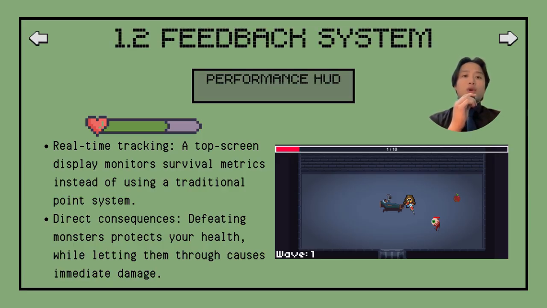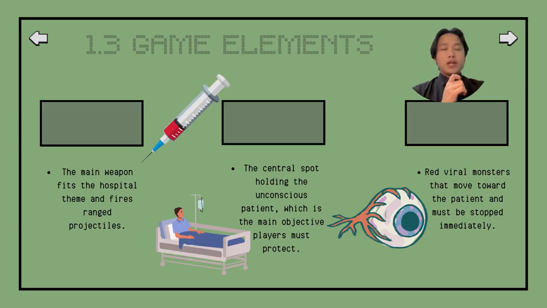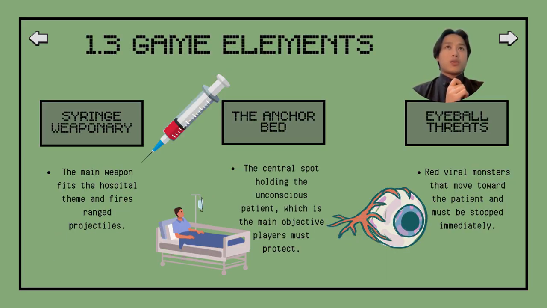Then we go to 1.2, which is the feedback system, for the performance HUD and metrics. For this game we have real-time tracking at the top of the screen. As we can see, it displays monitor survival metrics instead of using a traditional point system. We also have direct consequences: defeating the monsters protects your health, while letting them through causes immediate damage.